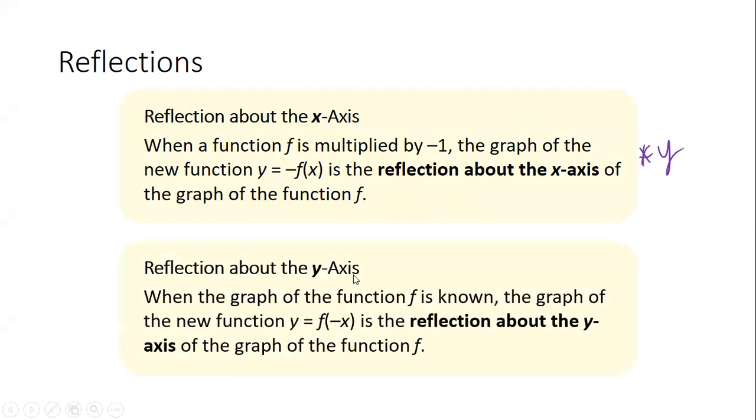When your b is negative, that means I'm inside with the x. That's going to be a reflection about the y-axis, which means I'm multiplying all of my x values by a negative. Okay, it's always the opposite. So it's going to reflect across the x-axis, but you're multiplying your y's. It's going to reflect about the y-axis, but you're multiplying your x's.